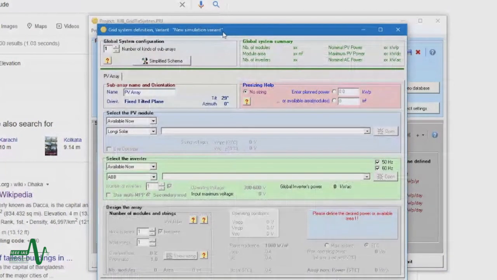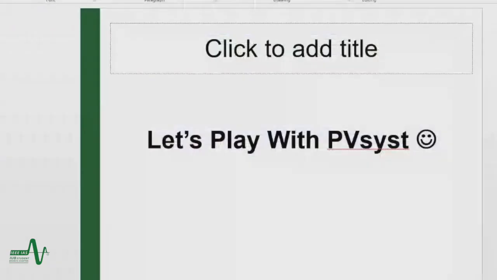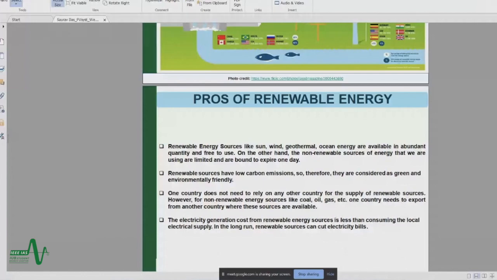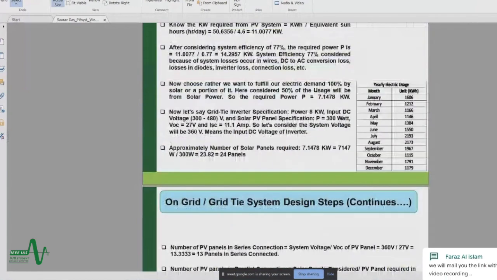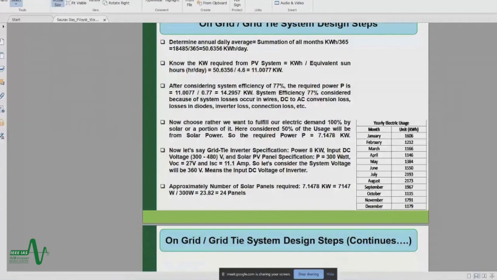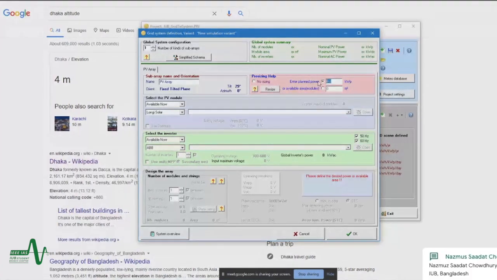Now comes to the system. Whenever we come to the system, our mathematical analysis, which we have already done, will help us a lot. So let's come to that portion. What we have considered for the grid tie system. Here is the calculation. For the grid tie system, we calculated that our requirement was like 7 kilowatt, right? 7.14111478. So let's choose this. We have to go for enter plant power, and we choose 7.14 or something.